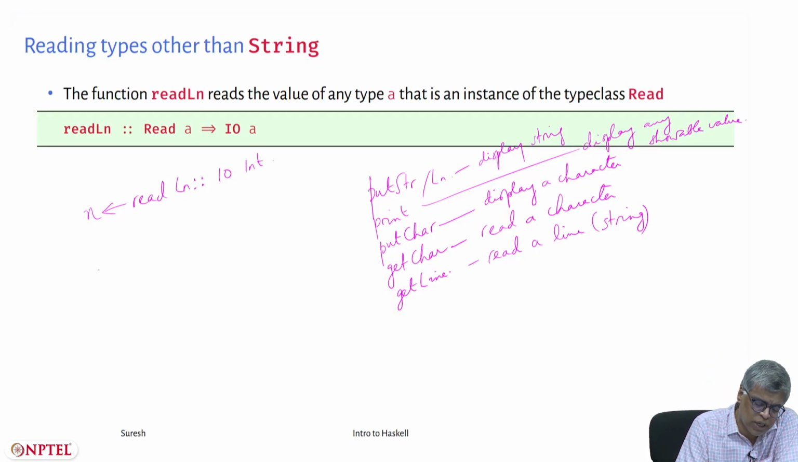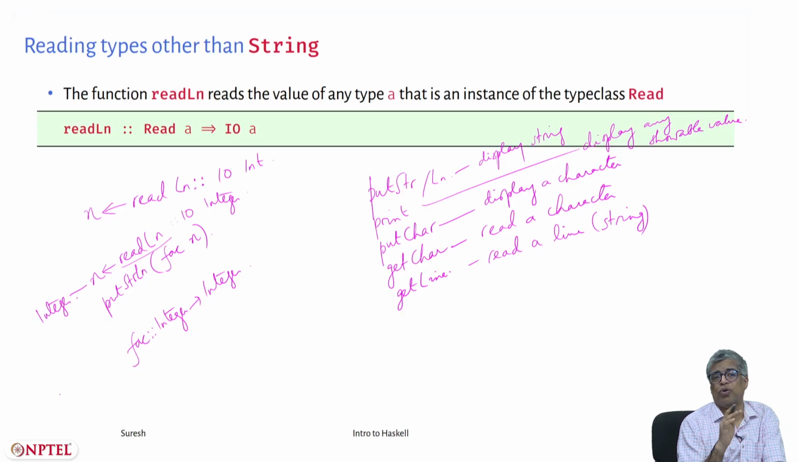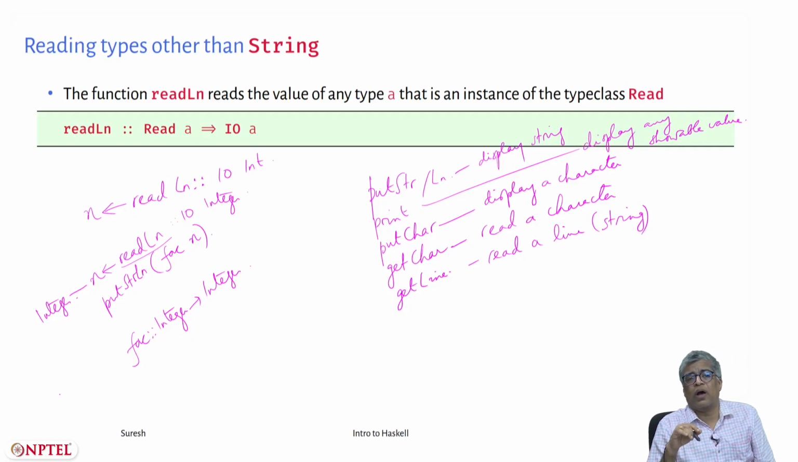So for instance, if I want to say n is the name that I give to the value that is read, and then you say putStrLn factorial n, and if factorial has been given type Int arrow Integer, then this read line is automatically of type IO Integer, and this n will be of type Integer. That's all inferred automatically. You don't need to supply it. But there are situations when you cannot infer, in which case you have to explicitly say the type. That's the only thing.